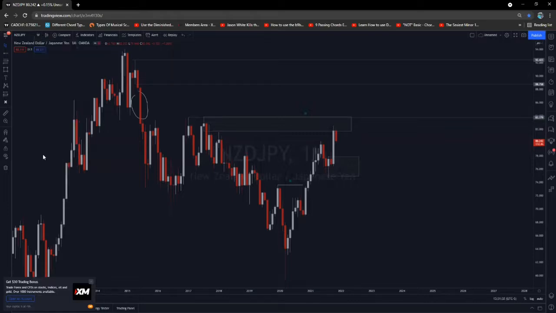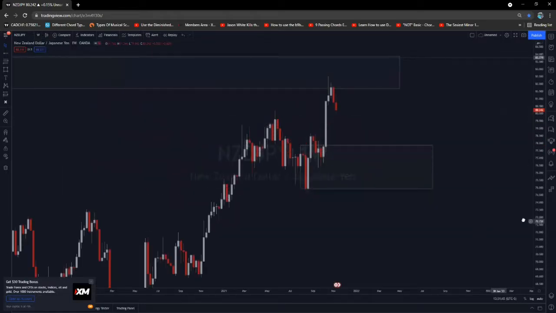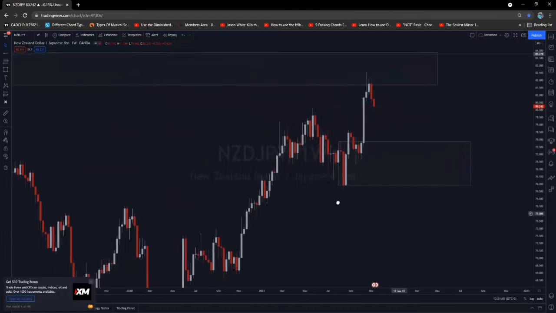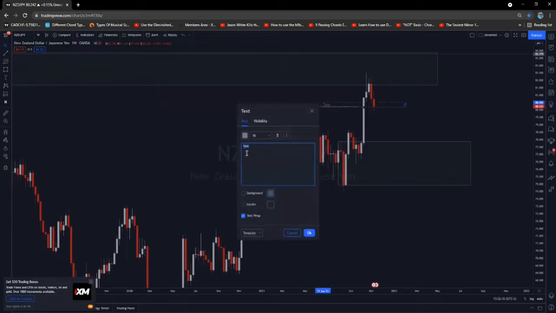Let's go to the weekly. All right. So we see that the market is reacting from that supply area, right? On the weekly, we have a break of structure over here. Right, let me just write break of structure.